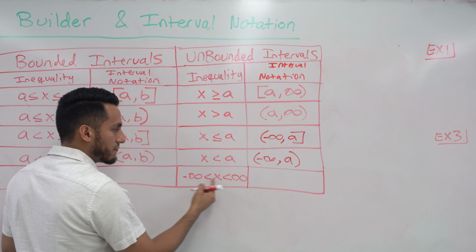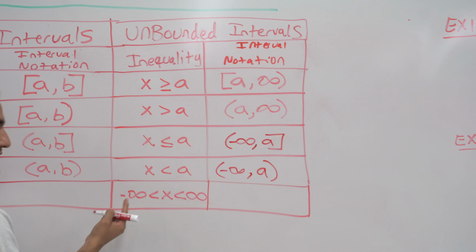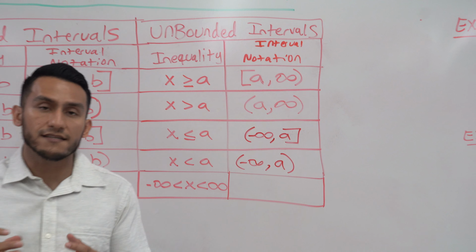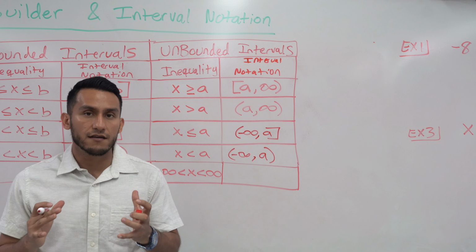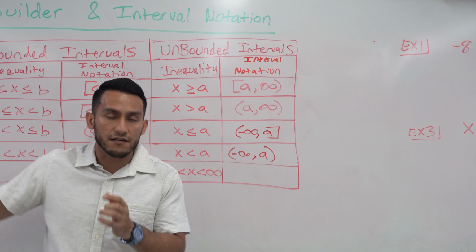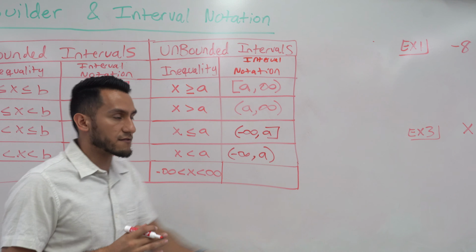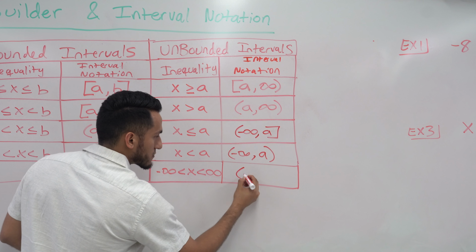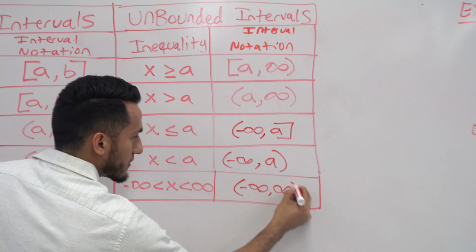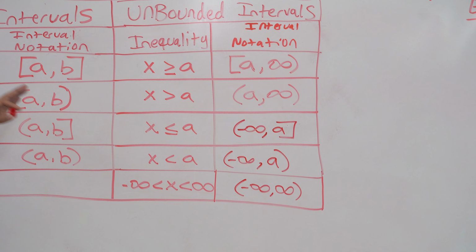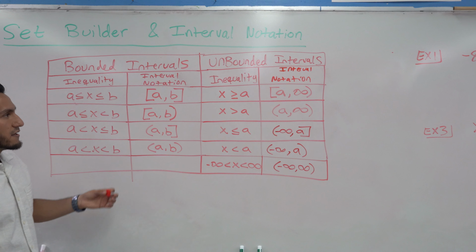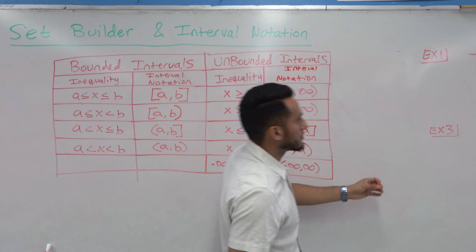Now this last one. It looks like x is being bounded by negative infinity and infinity. However, infinities are not numbers. So technically, x is not being restricted by anything. x can go forever to the left, which is negative infinity. x can go forever to the right, which is positive infinity. So the way we write this interval is negative infinity, infinity. And that's it. This is the table you're going to be using for your notes. And then we can go ahead and move on to these examples.